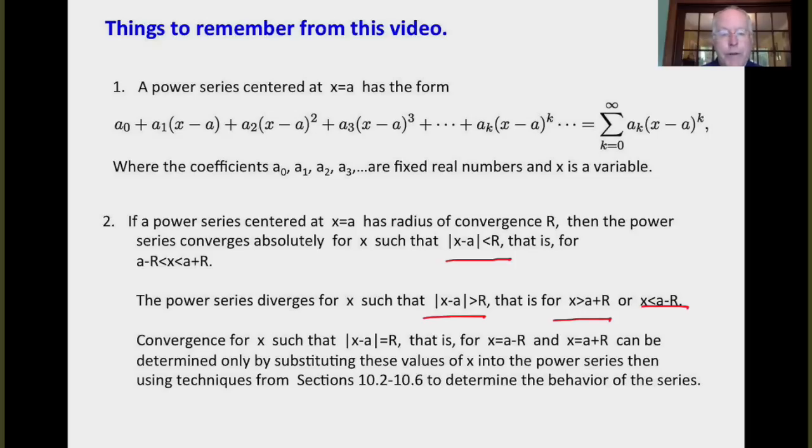The convergence at the endpoints of the interval, when the absolute value of x minus a equals r, that's the ratio equals 1 case of the ratio test. To determine convergence or divergence at these 2 points, we substitute these values of x into the power series, then use techniques from sections 10.3 through 10.6 to determine the behavior of the series. So again, a lot of vocabulary here. Power series, radius of convergence, what it means to be a power series about a, and then the use of the absolute value, the sum of the absolute values of the terms of the power series, so we can use the ratio test.